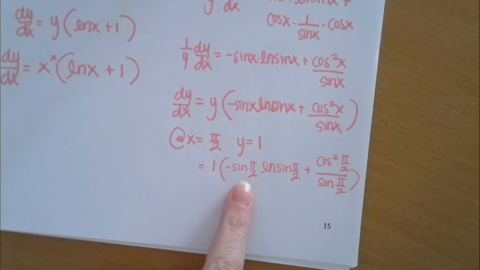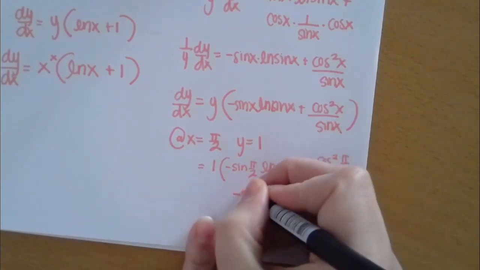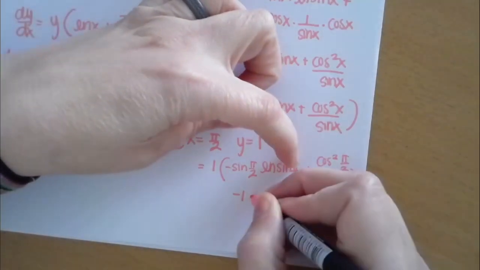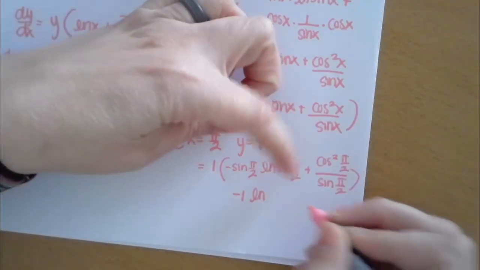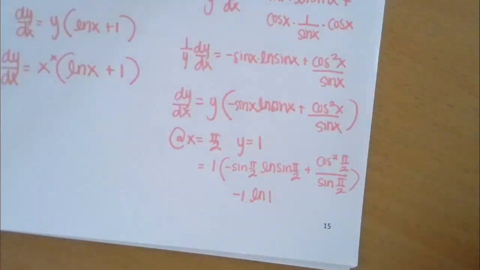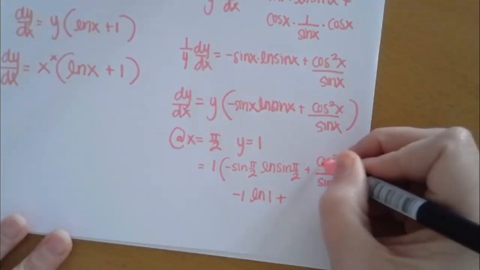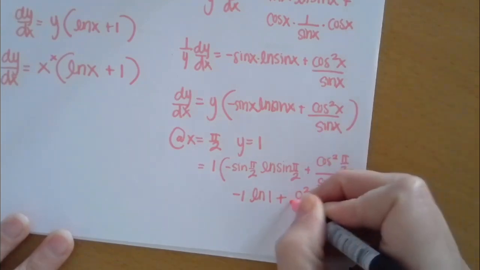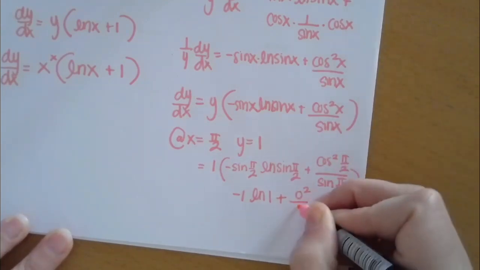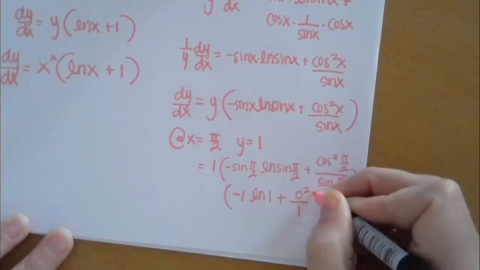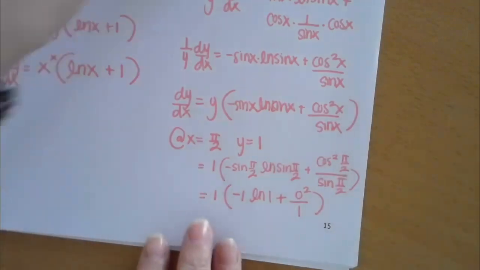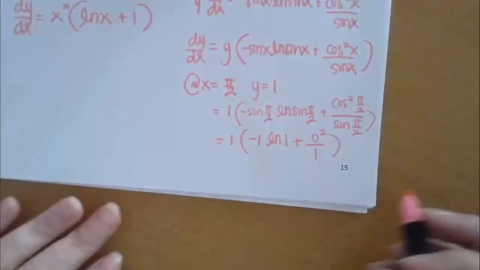Sine at pi over 2 is 1, so we have negative 1 right there. Okay, the natural log of the sine of pi over 2, well, we know that sine of pi over 2 is 1, so we have the natural log of 1. And then here, cosine pi over 2, that's 0, so we have 0 squared on top. And then sine pi over 2, that's 1 right there. And this is all times 1. That's not really going to make any difference, so I'm going to stop writing that 1 in just a second.